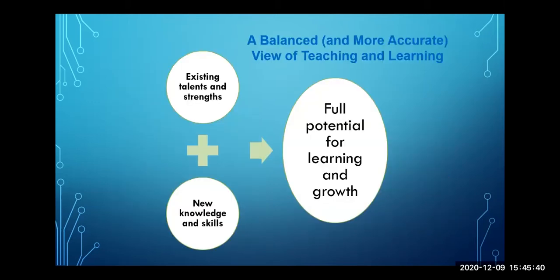So this is where we're looking at really ending up. We want to get a more balanced and accurate view of teaching and learning. So what do we have? This is nothing new, I'm just reviewing what we already know: our students come to us with existing talents and strengths. So we take what they come equipped with, and we as educators bring additional new knowledge and new skills.